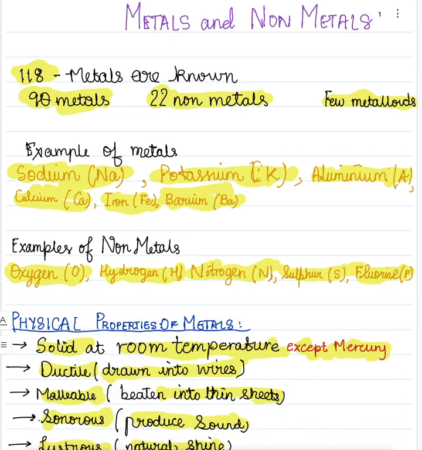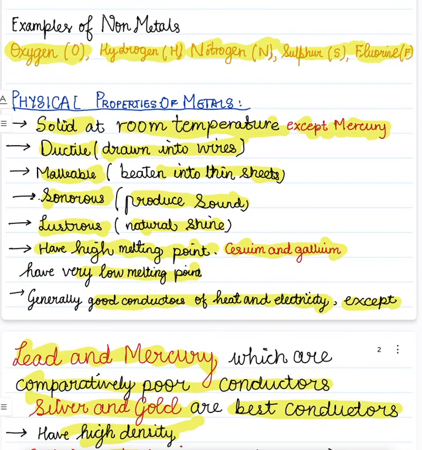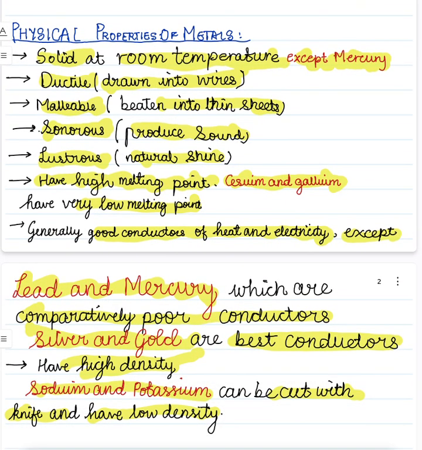Let us look at the physical properties of metals. Metals are solids at room temperature, except mercury. Please remember the exceptions from exam point of view, they can be asked. They are ductile in nature, that is, they can be drawn into wires. They are malleable, that is, they can be beaten into thin sheets. Example would be your aluminium foil, which you use to wrap your food.